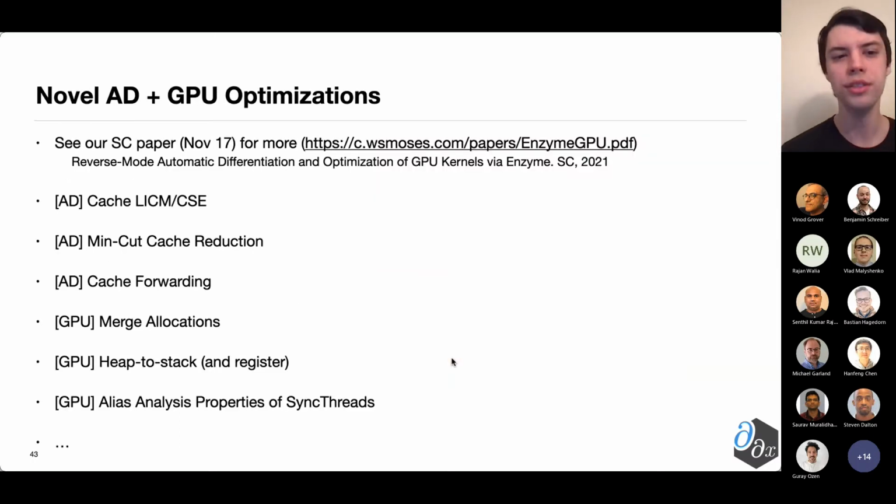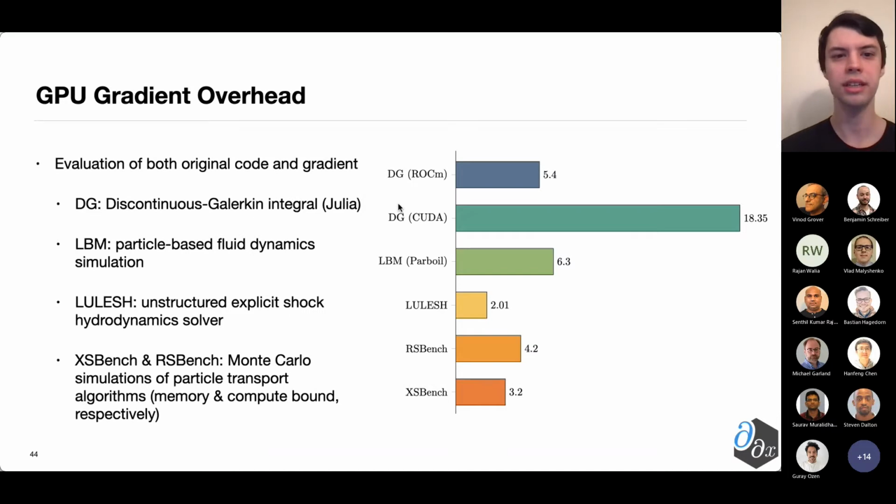We've written a whole host of these optimizations, and if you're interested in more details on them, please see our recent paper at Supercomputing. We have a variety of AD-specific optimizations and GPU-specific optimizations. We can now take a quick look at how this works in practice. Since we presented this work at Supercomputing, we had a large suite of, in this case, scientific benchmarks.